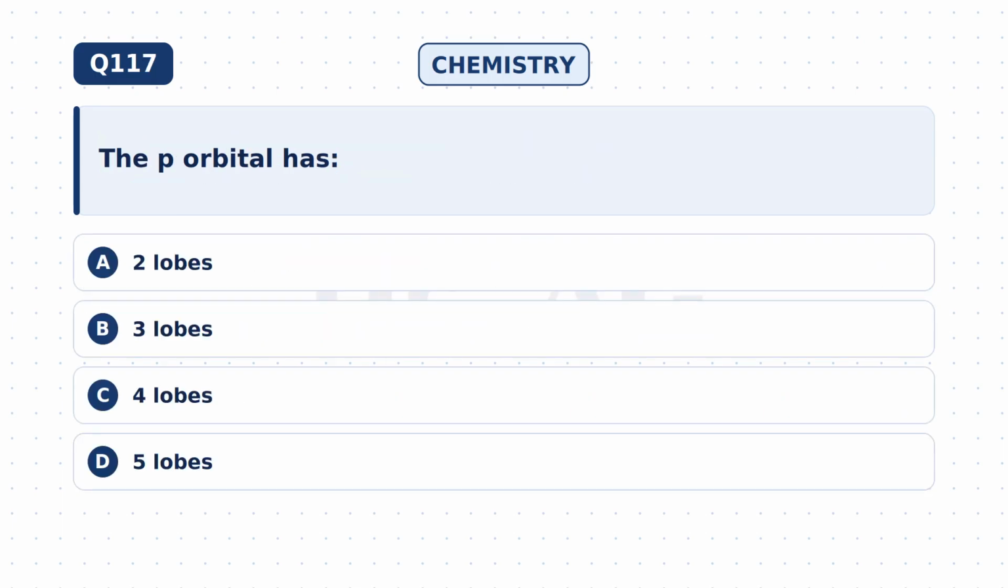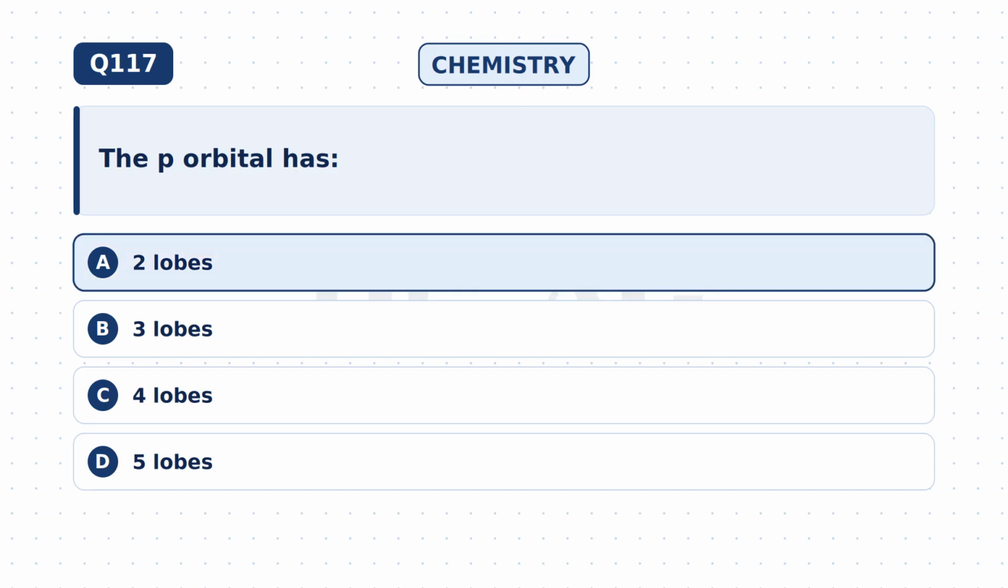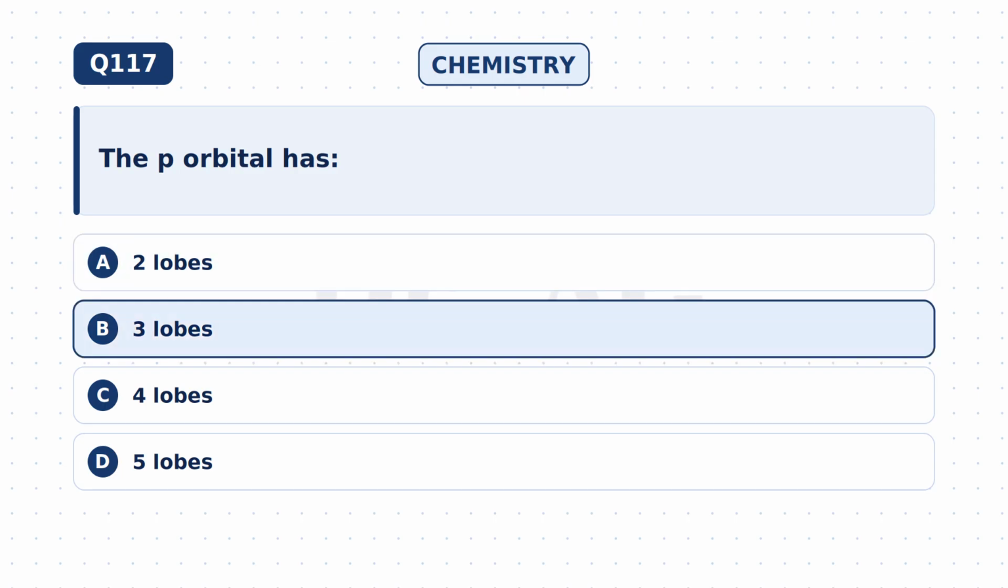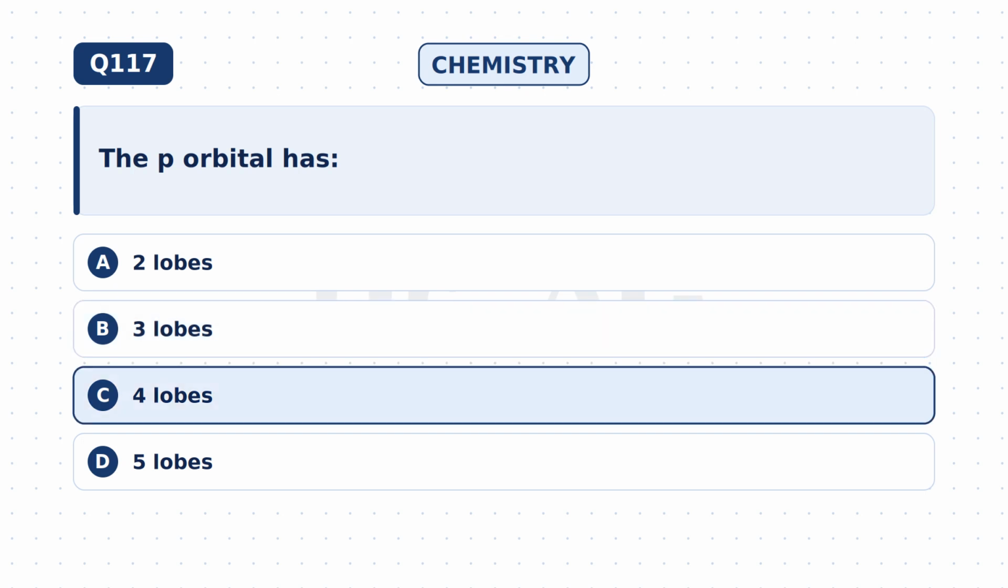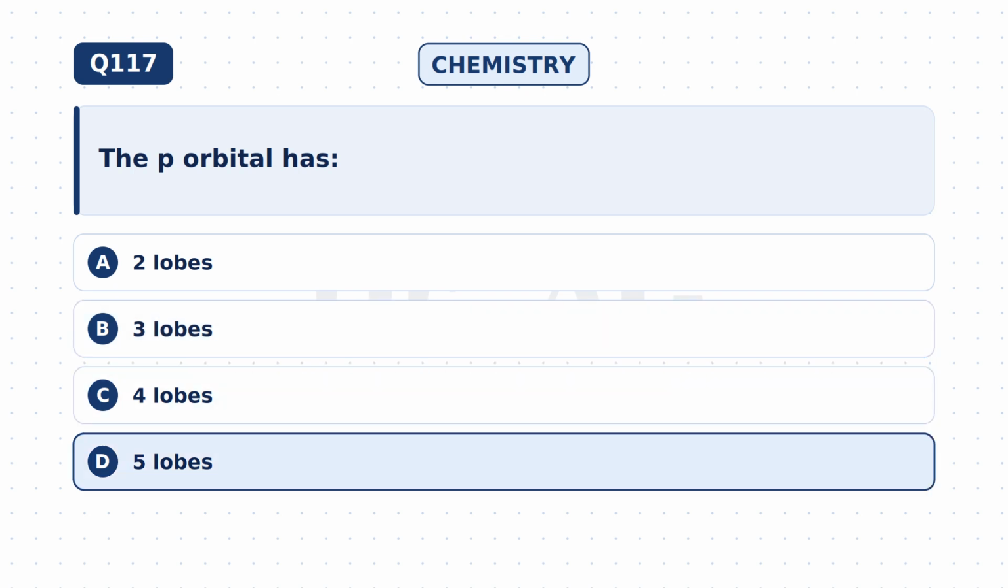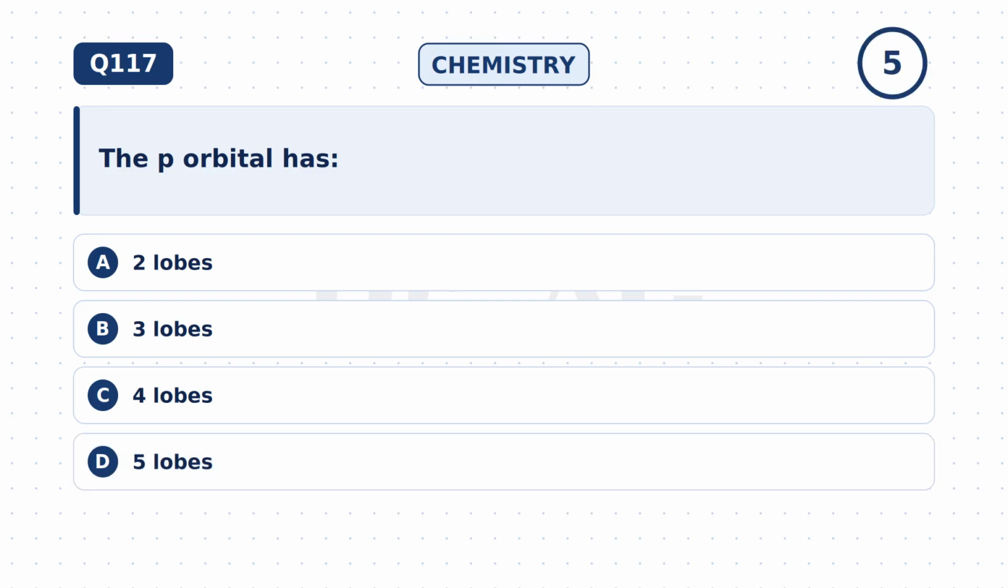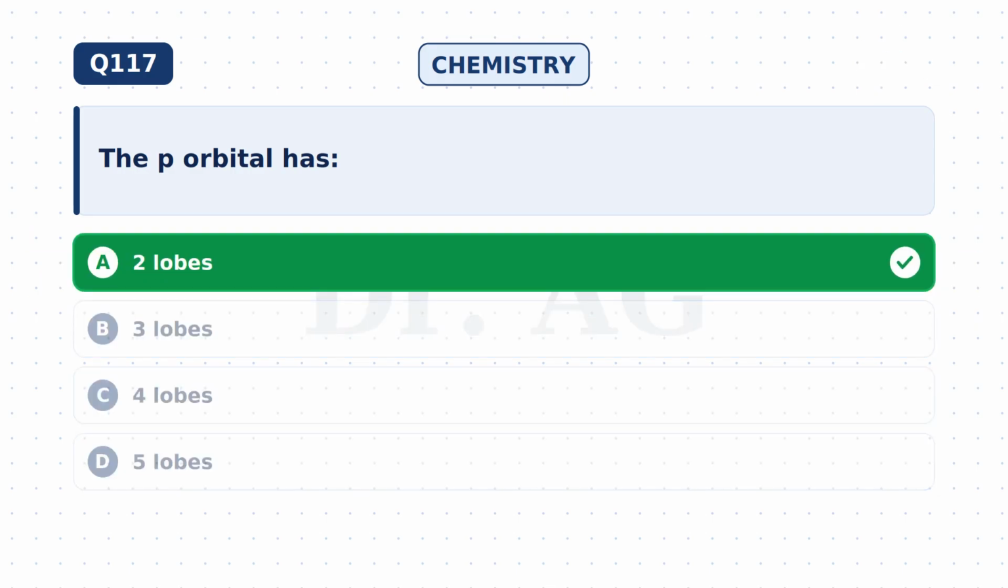Question 117. The p orbital has. Option A, 2 lobes. Option B, 3 lobes. Option C, 4 lobes. Option D, 5 lobes. The correct answer is A. 2 lobes.